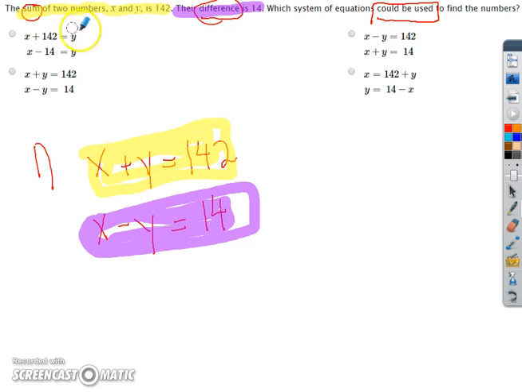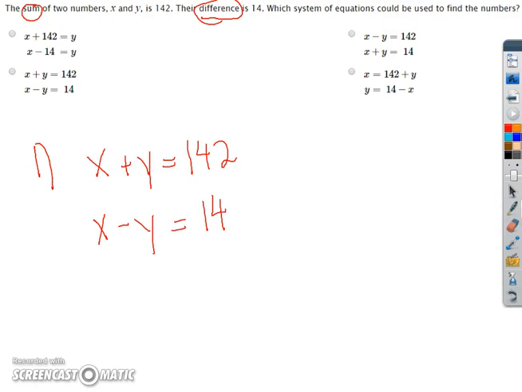All right, so for the answer to number 1, please write: the sum of two numbers, x and y, is 142, their difference is 14. That's the question, and then the solution: x plus y is 142, x minus y is 14. So let me get rid of those colors so you can see a little better.